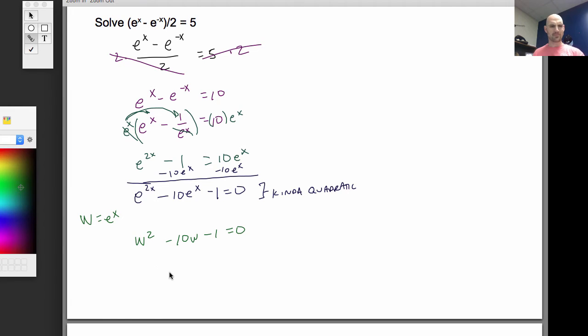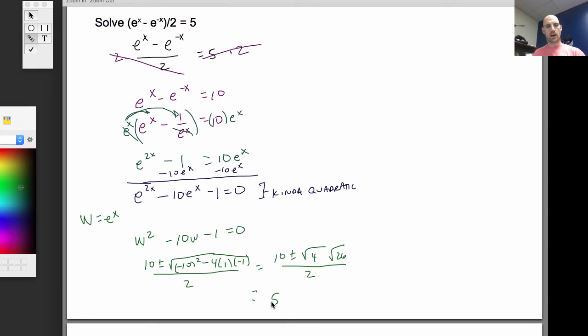Here's how it works. I'm actually going to put in the quadratic formula, so negative b, plus or minus the square root of b squared minus 4 times a times c, over 2a, which is 2. And what I get is 10 plus or minus the square root of 4 times the square root of 26 over 2, which is equal to 10 over 2 is 5. And root 4 would be 2, so 2 over 2 is 1, so 5 plus or minus root 26.